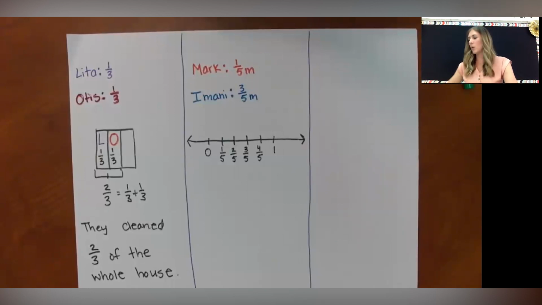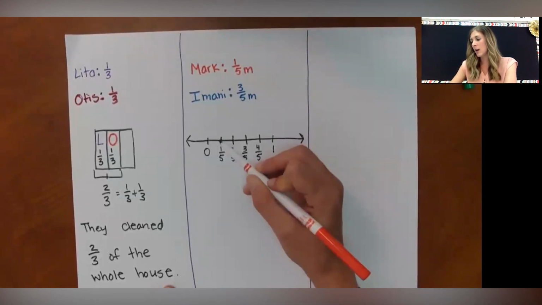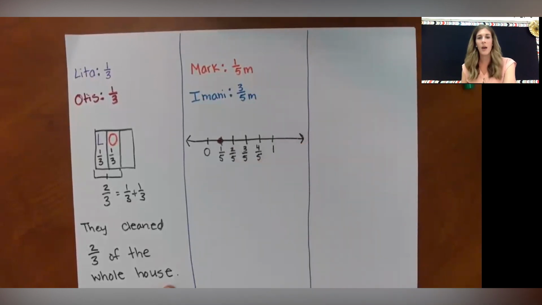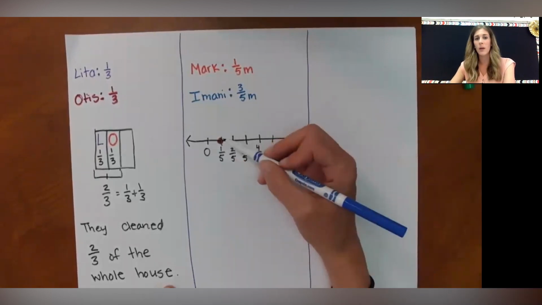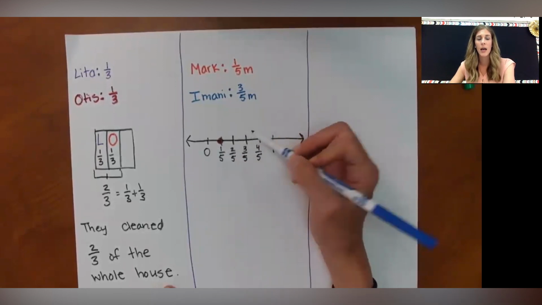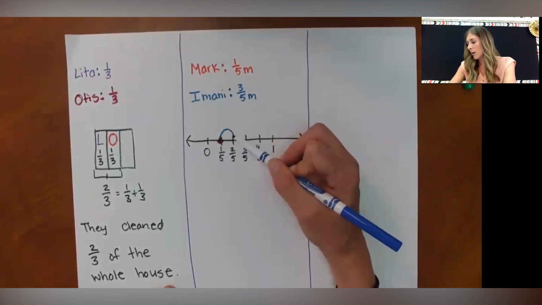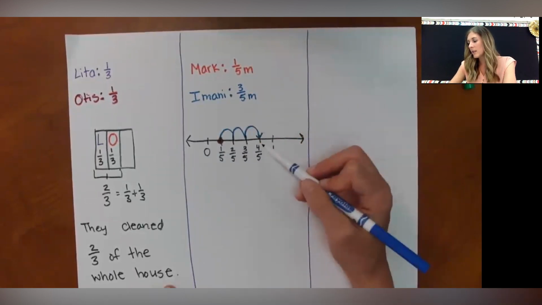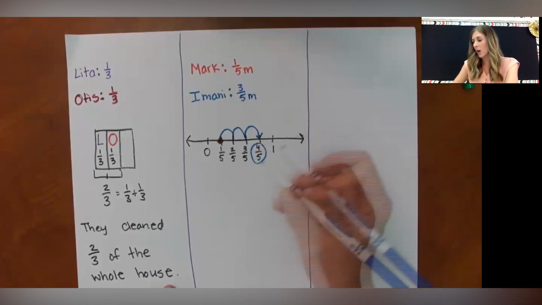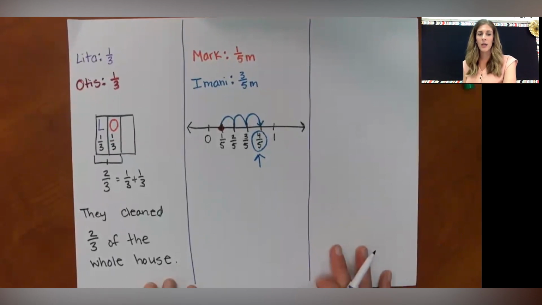Great job. So we can mark on our number line how much string Mark used. He used 1/5 a meter of string. And then we know that Amani used 3 more fifths. So we need to go up on our number line 3 of those 1/5 pieces. So 1/5, 2/5, 3/5. So we can see that together they used 4/5 meter of string.